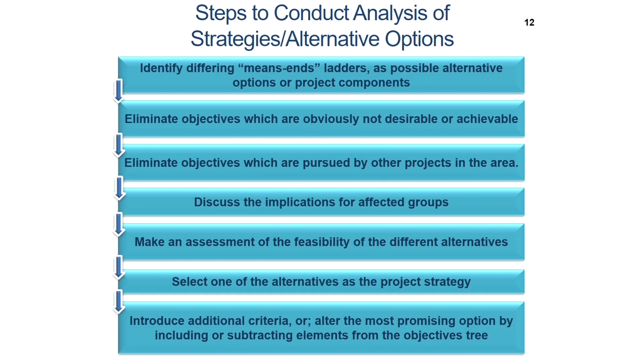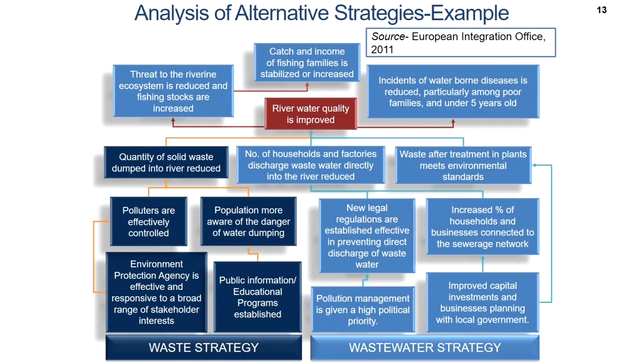Then there are steps to conduct analysis of strategies or alternative options. So, we identify differing means-ends ladders as possible alternative options or project components. We eliminate objectives which are obviously not desirable or achievable. We eliminate objectives which are pursued by other projects in the area, discuss the implications for affected groups, make an assessment of the feasibility of different alternatives, select one of the alternatives as the project strategy, and introduce additional criteria. So, this is again an analysis of alternative strategies.